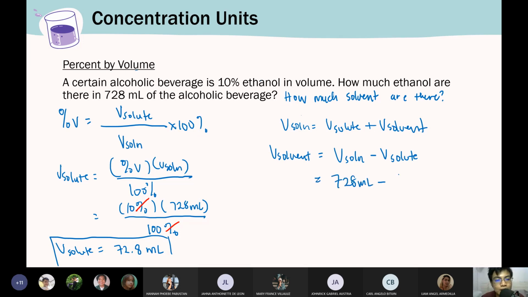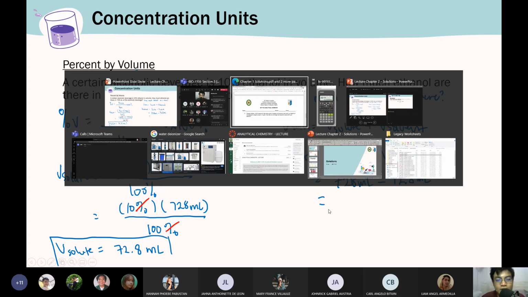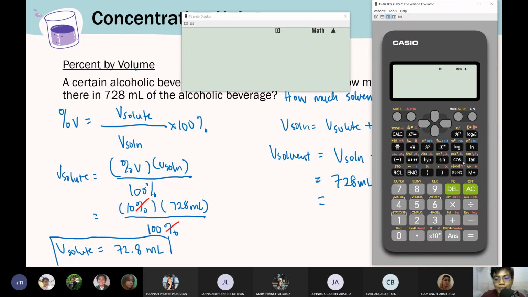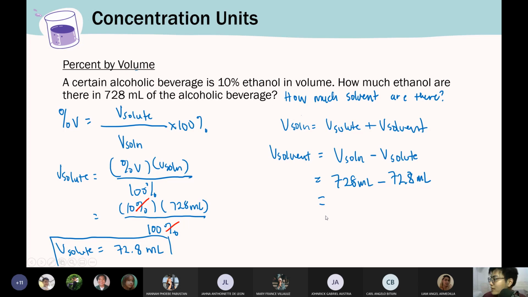728 ml minus 72.8 ml. The answer is letter C. 728. Oops, ano nangyayari? Balik tayo. 728 minus 72.8 is 655.2. Okay, so easy lang na. 655.2. Ganun lang ka-easy. Okay, so we're done.